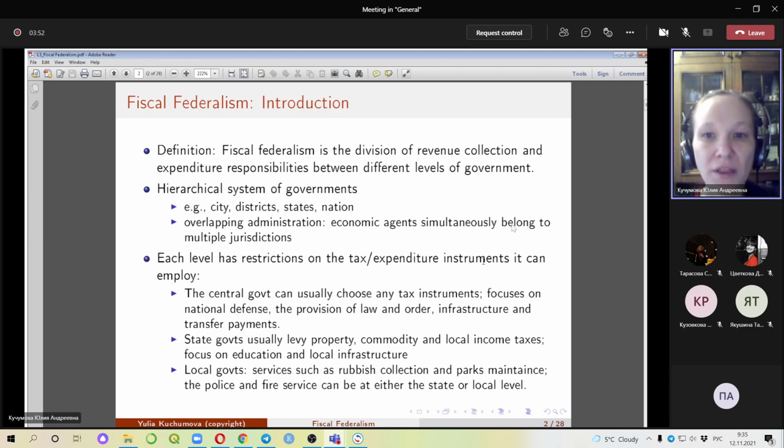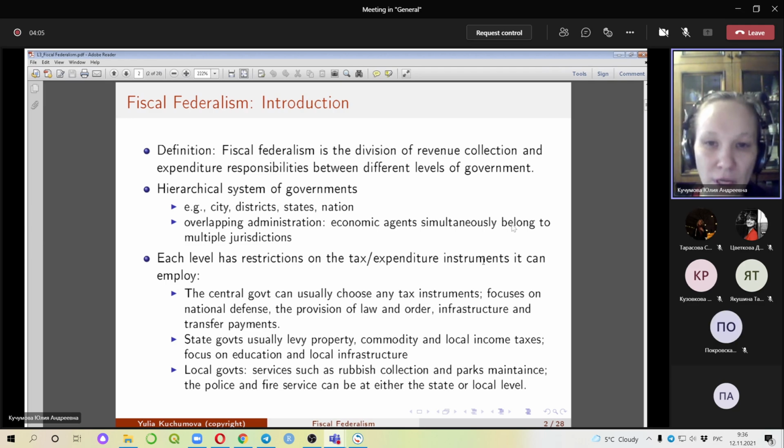So what is fiscal federalism? It's the division of revenue collection and expenditure responsibility between different levels of government. What are the different levels of government? It's actually a hierarchical system of government. You probably didn't think about that before, but you are all very familiar with that concept, because we all live in a city, and that city belongs to a region or district, and then districts belong to a state or oblast in Russia, and then this belongs to a country, a nation, right? So what is this? It's overlapping administration that governs that hierarchical system. And we, as economic agents, simultaneously belong to multiple jurisdictions.